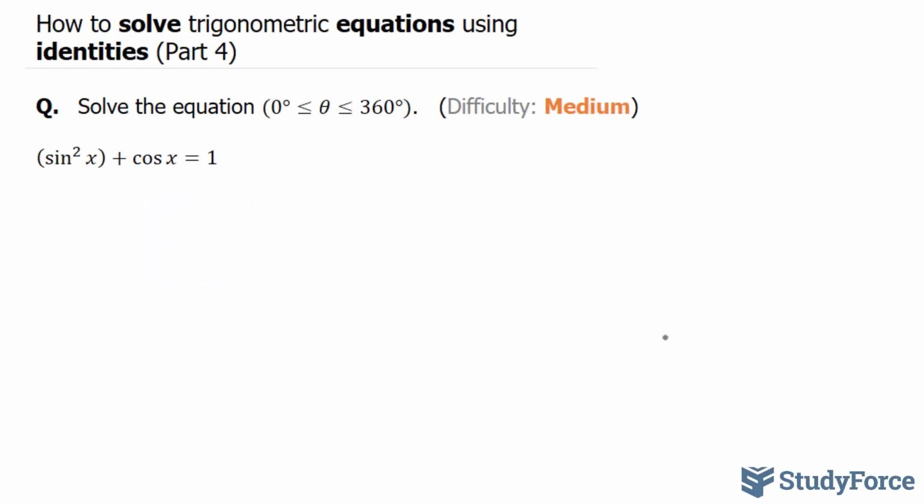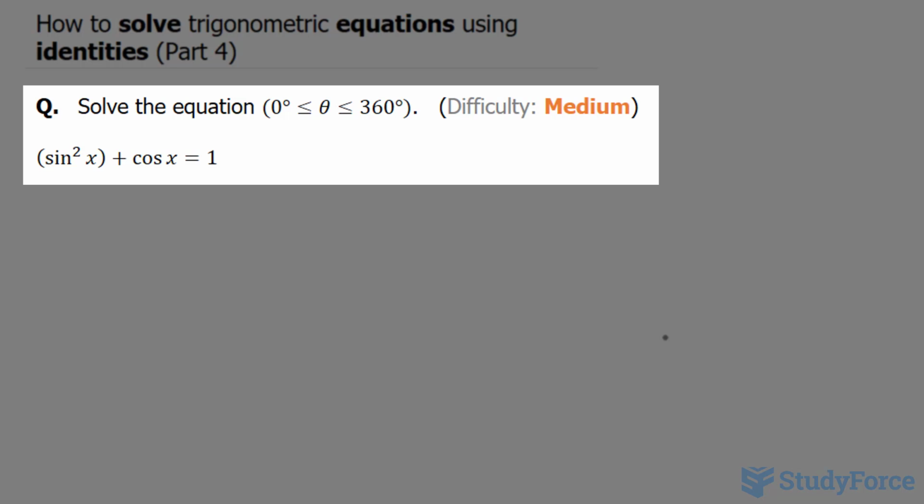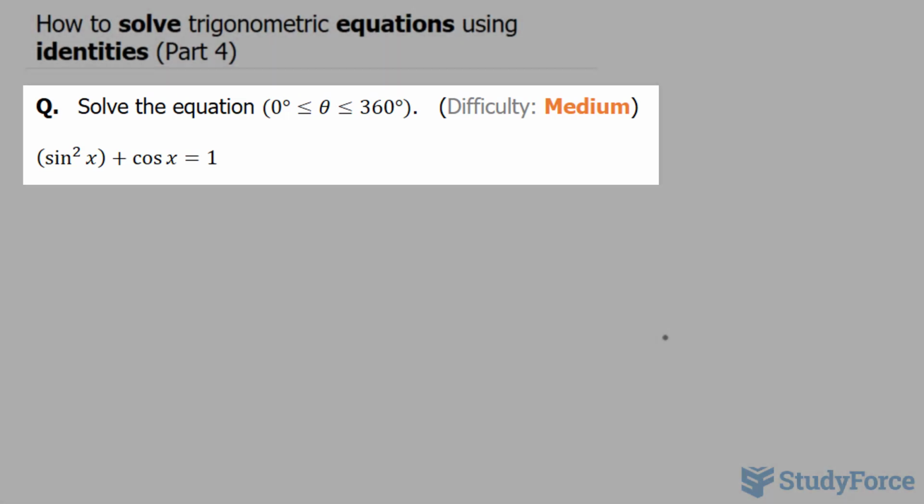In this video, I'll show you how to solve trigonometric equations using identities. This is part 4 in the series. The question asks us to solve the equation sine squared x plus cosine x is equal to 1 for angles between 0 and 360 degrees.